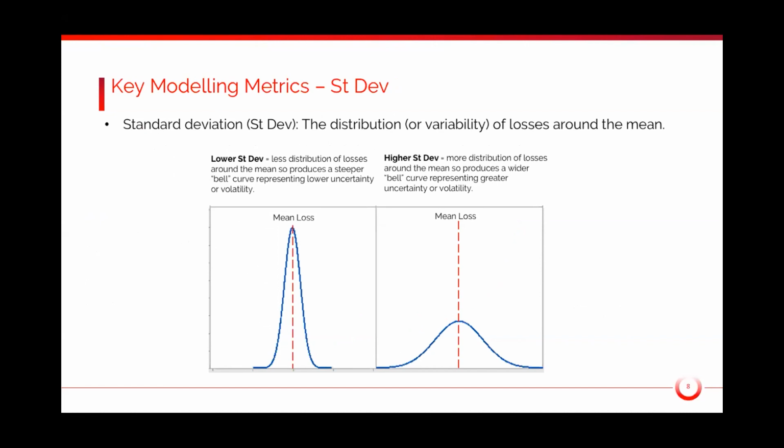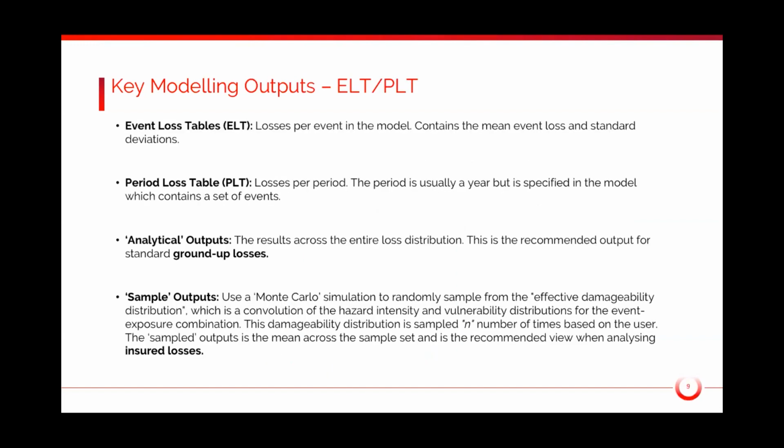It basically represents lower uncertainty because everything is a lot closer. Whereas on the right-hand side, we have a much higher standard deviation, where there's a lot more distribution and variation around the losses and around the mean. So you're producing a much wider bell curve, and this represents a greater amount of uncertainty. So I suppose it depends, but from a modeling point of view, you obviously prefer the one on the left, depending on the situation, because you've got less uncertainty there.